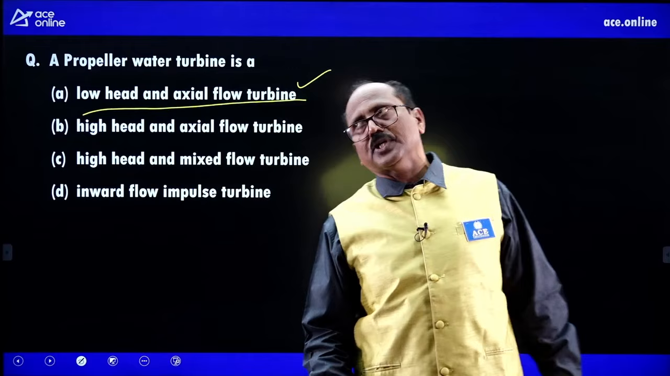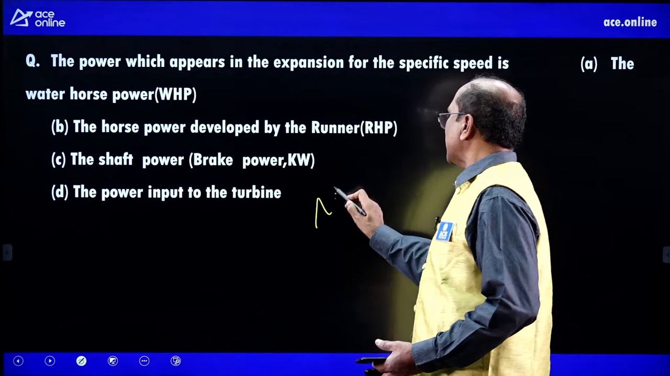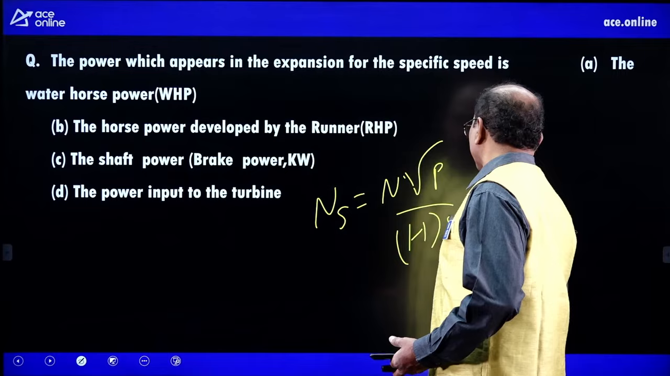In the power question that appeared, what we wrote: Ns is equal to N into root P by H to the power of 5 by 4, where P is called shaft power.